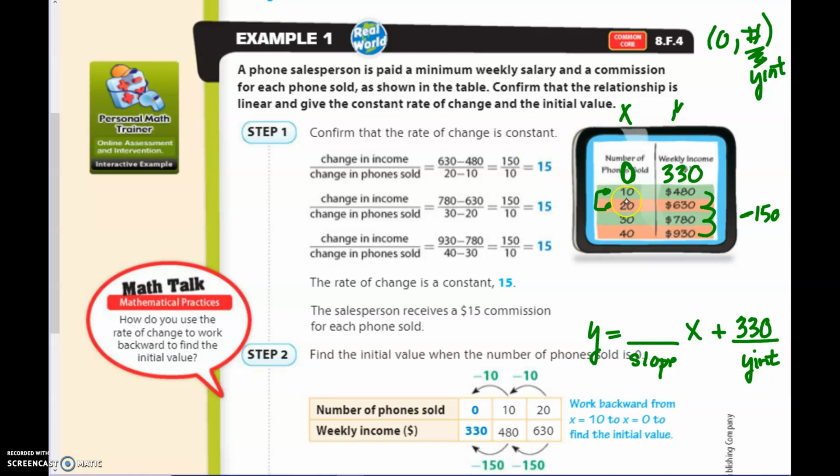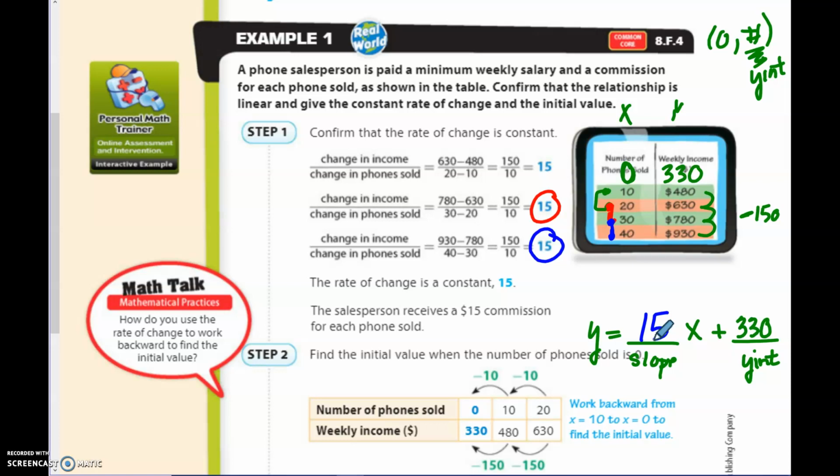And then they took the second ordered pair, the 20 and the 30, and they found the slope, and they got 15. And then they did it again one more time from 30 to 40, and they found that slope, and they got 15. So did we have a constant rate of change? We did. So that is the number that goes here. The 15 is the constant rate of change.